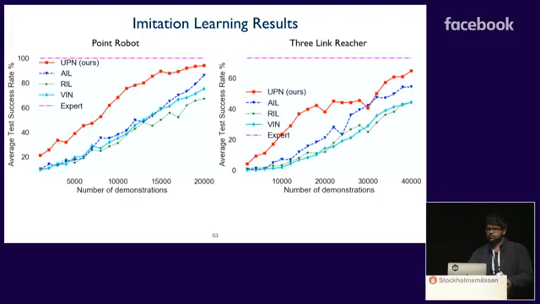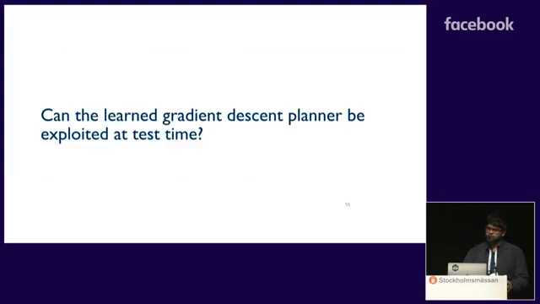We have baselines as recurrent and feed-forward goal-conditional policy architectures and a value iteration network. We see that UPN is more sample efficient for test set generalization. However, with a sufficient number of training demonstrations, these baselines can catch up with UPN. So the more interesting question is, what can the extracted generalization be useful for as far as UPN is concerned? Remember, we optimize explicitly for plannability. So how can we exploit it further at test time?